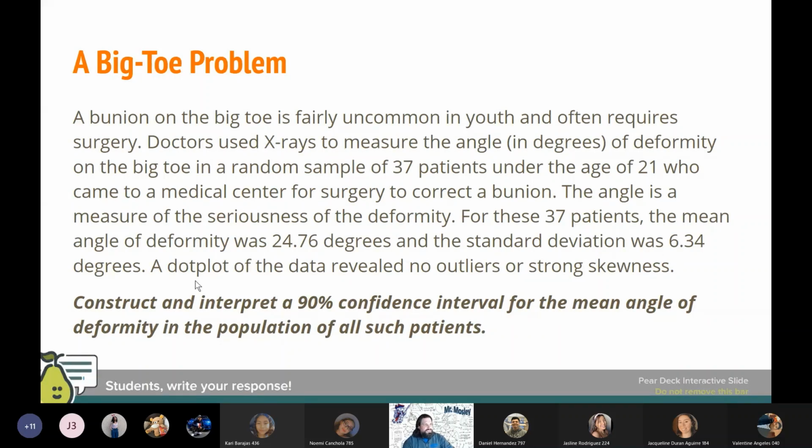A dot plot of the data revealed no outliers or strong skewness. We want to construct and interpret a 90% confidence interval for the mean angle of deformity in the population of all such patients.